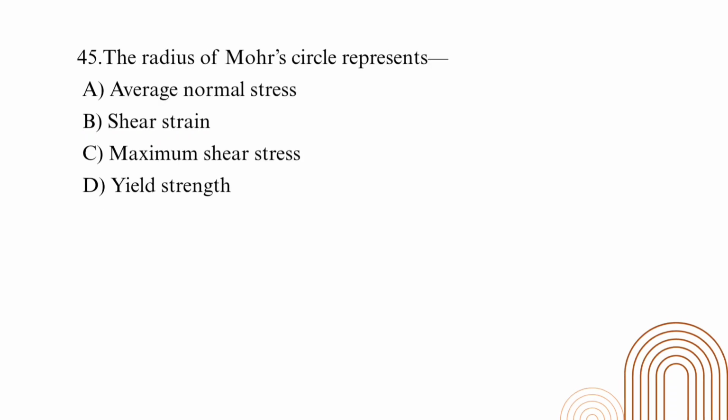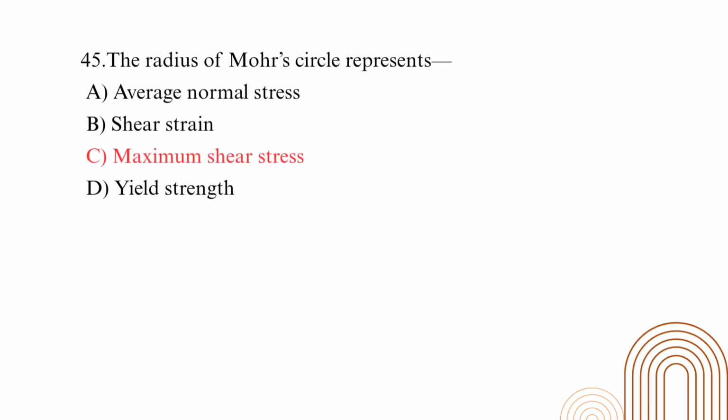Now the next is question number 45. The radius of Mohr's circle represents, and options are A, average normal stress, option B, shear strain, option C, maximum shear stress, and option D, yield strength. And the correct answer is option C, maximum shear stress. The radius of Mohr's circle represents maximum shear stress.